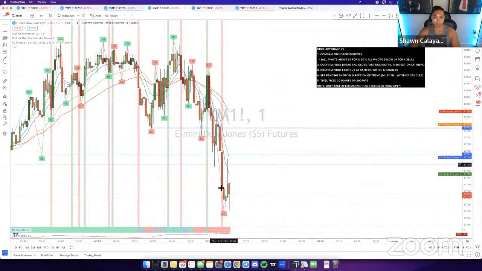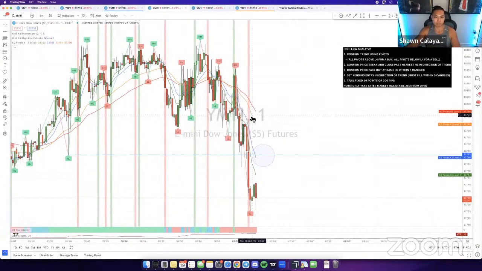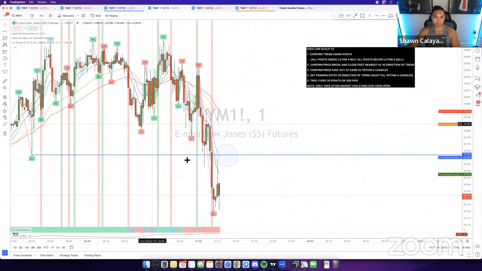All right, so we have 1, 2, 3, 4. We have 1 candle here that can probably come up for the retracement fake out, but I'm not expecting it to come up. So if that's the case, that's completely fine. We'll just look for the next one.